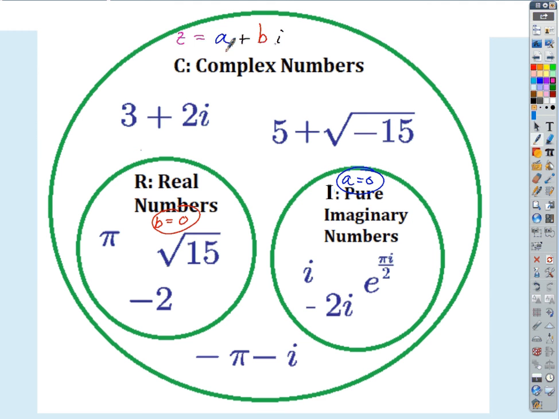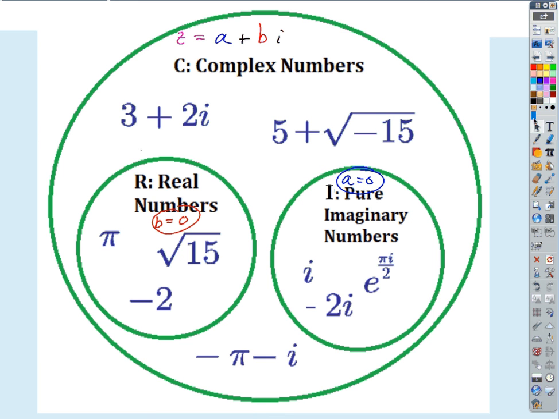So what do we call a? Remember? What do we call a? Oh, it's the real number. It's the real part. Right? Good, it's the real part. What do we call b? The imaginary. Oh yeah, pure imaginary. The imaginary part.